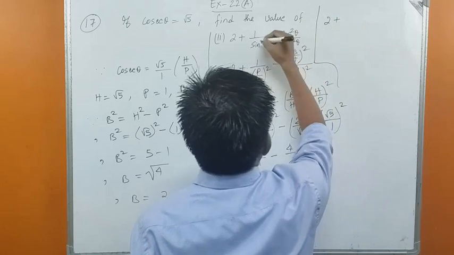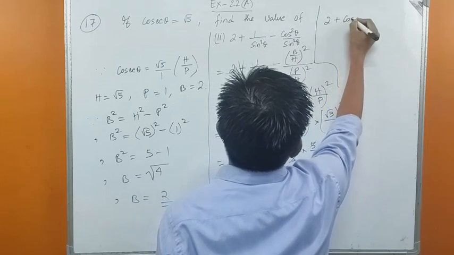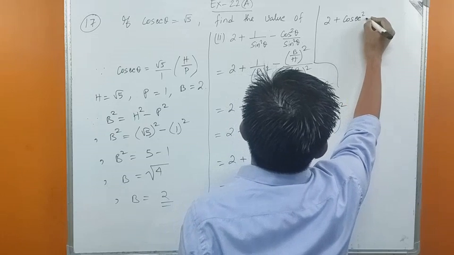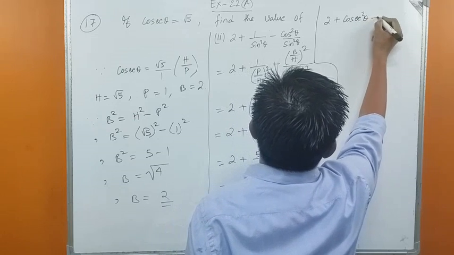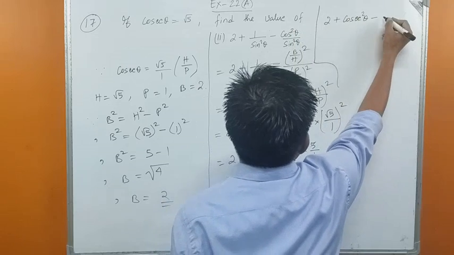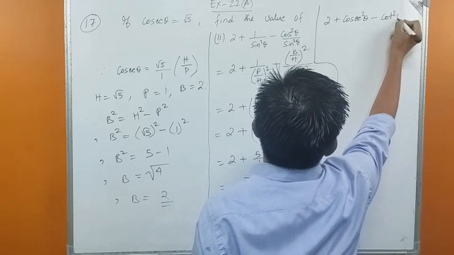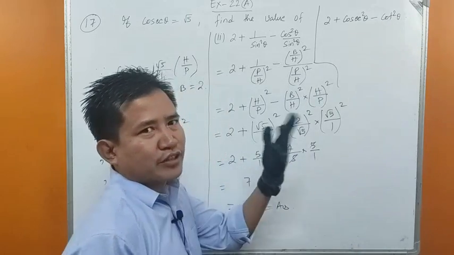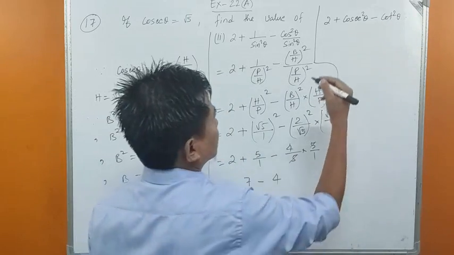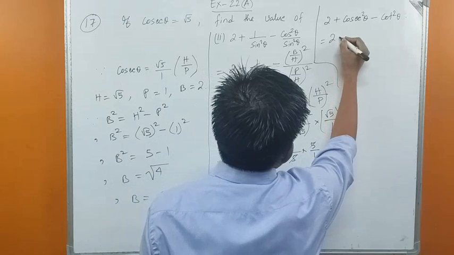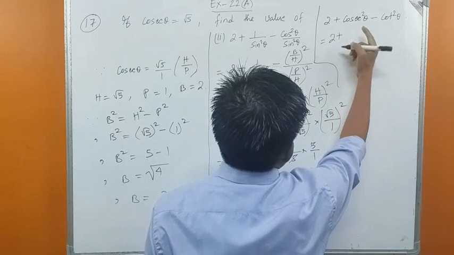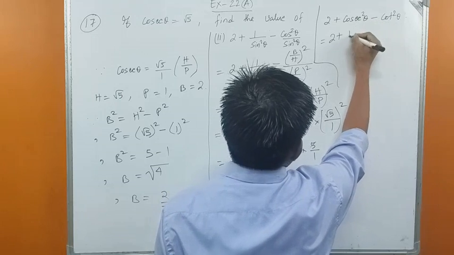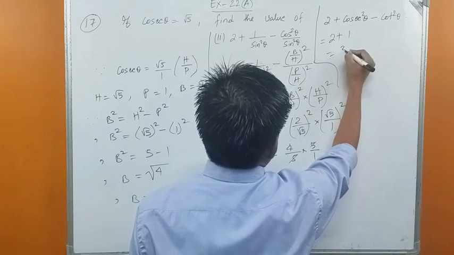2 plus 1 upon sine square theta is cosec square theta, minus cos square theta upon sin square theta is cot square theta. I will give you the formula in the next video, in the next chapter. So this becomes 2 plus cosec square theta minus cot square theta, which is 1. So 2 plus 1 is 3.